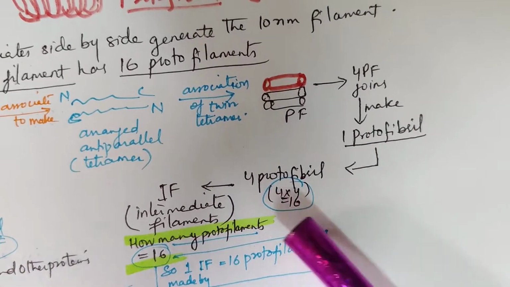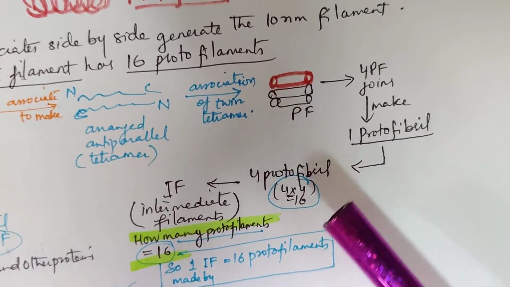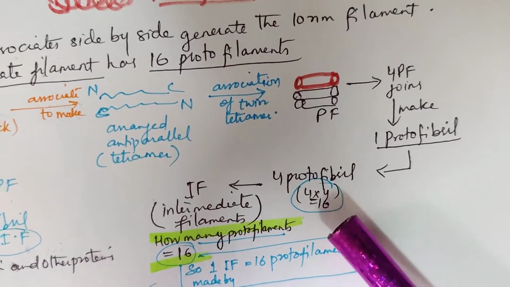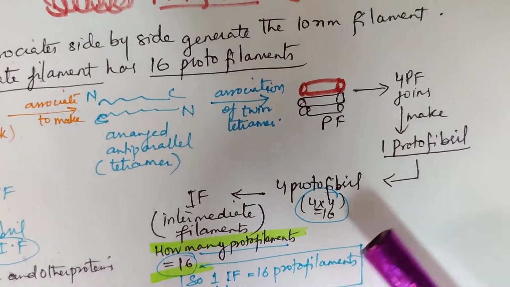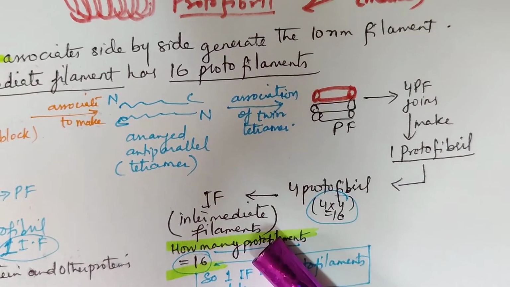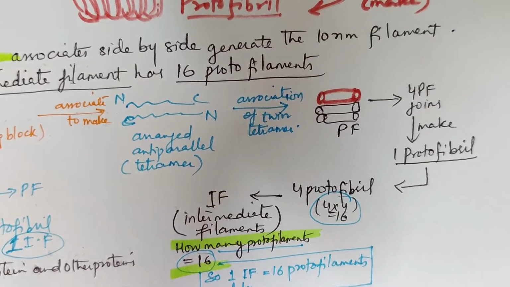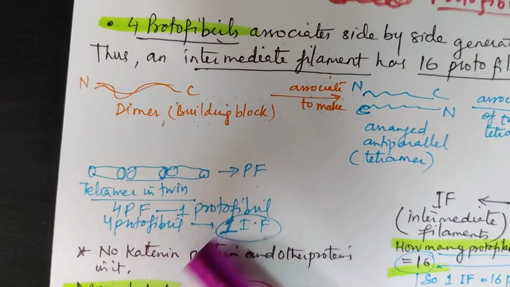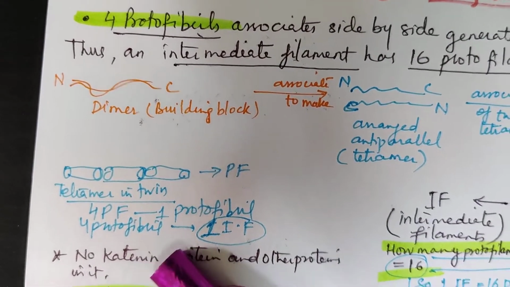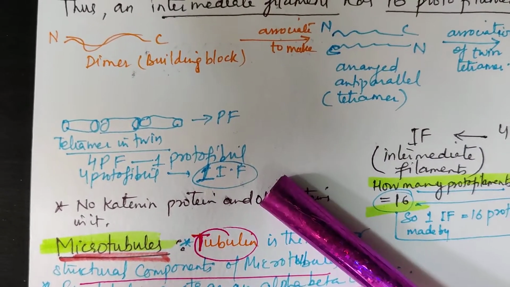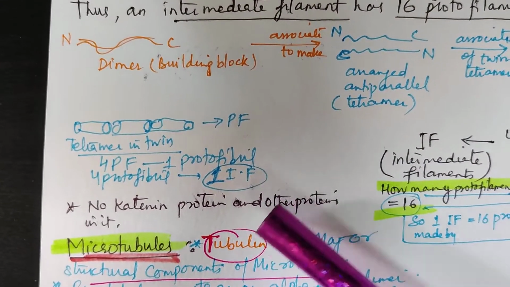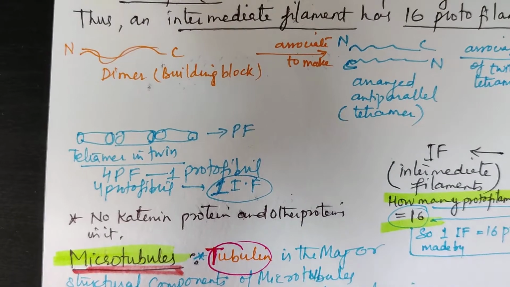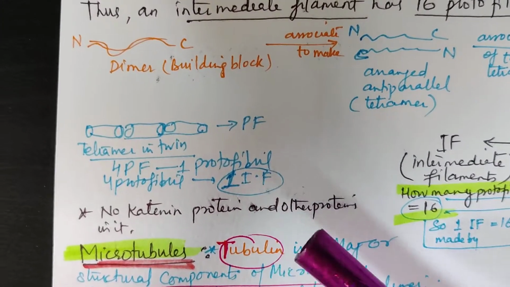One intermediate filament is made up of four protofibrils. So if we see four protofibrils, four into four you multiply, it becomes 16. So one intermediate filament is made up of how many protofilaments? It is 16 in number. Four protofilaments make a protofibril, and four protofibrils make one intermediate filament. There are no catenin proteins and no other proteins in this.